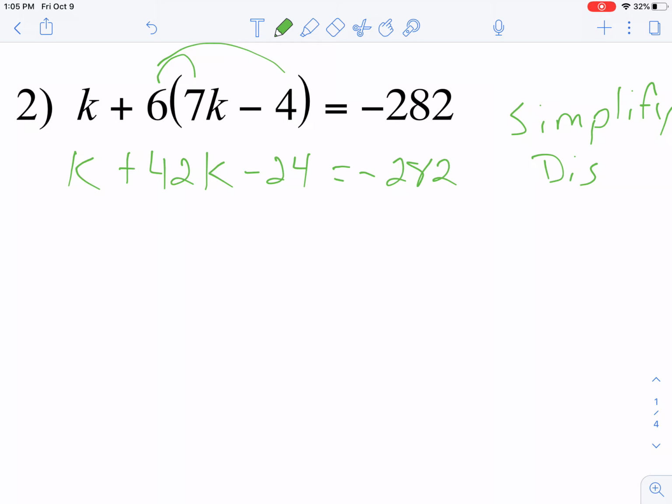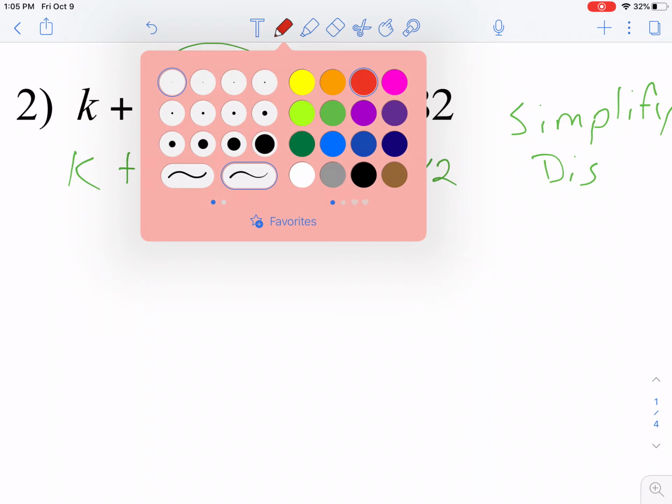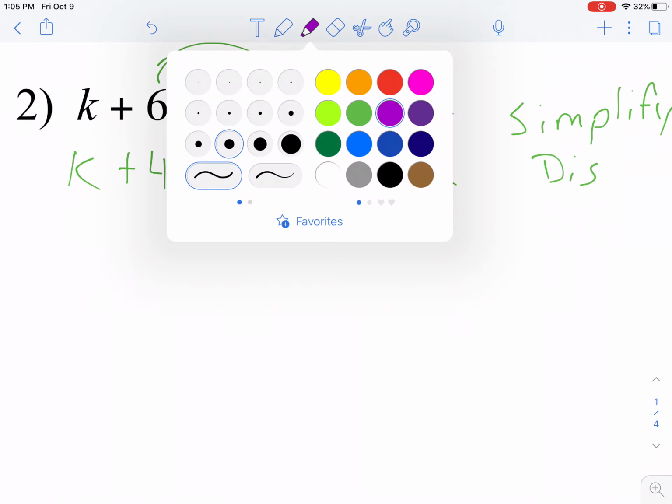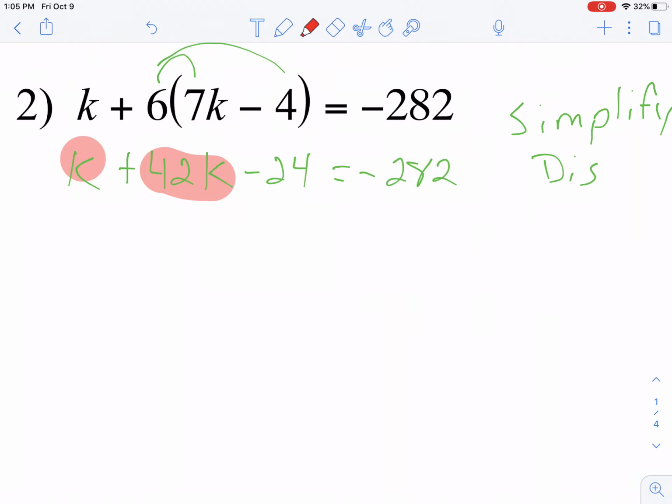Now I'm going to combine like terms, and in this case the like terms are K and 42K. So again, I'm going to combine like terms. What I have to know is when I'm combining like terms, I'm always adding. There's always a 1 if there's not a number in front of the letter. So 1K plus 42K makes 43K. The minus 24 drops down, equals negative 282.